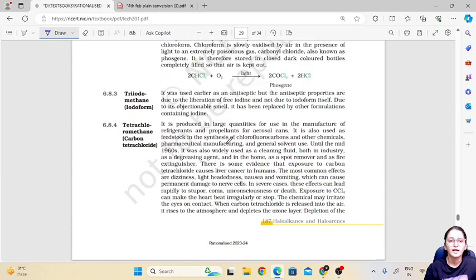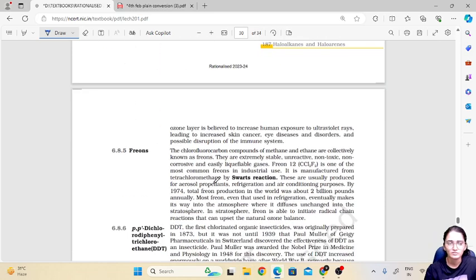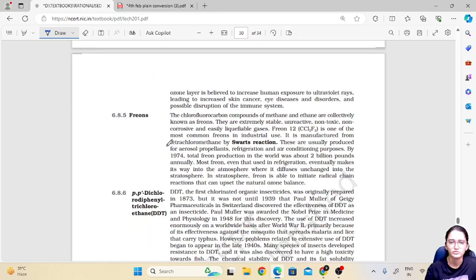Then we have triiodomethane, that is iodoform, then tetrachloromethane, carbon tetrachloride. These are mostly used solvents in the laboratory and are used in many reactions. Then Freons, which are used in the Swarts reaction.